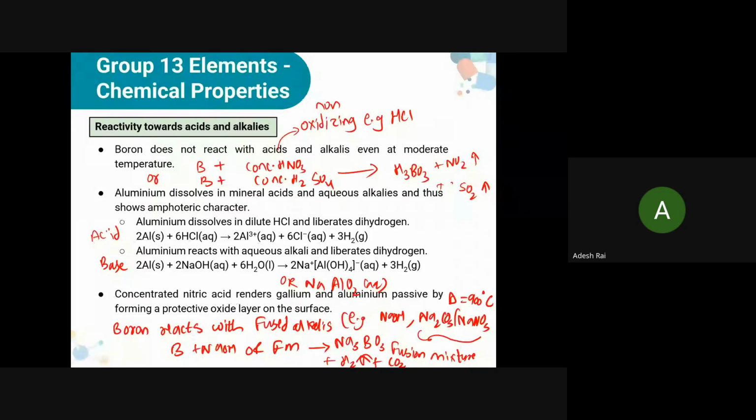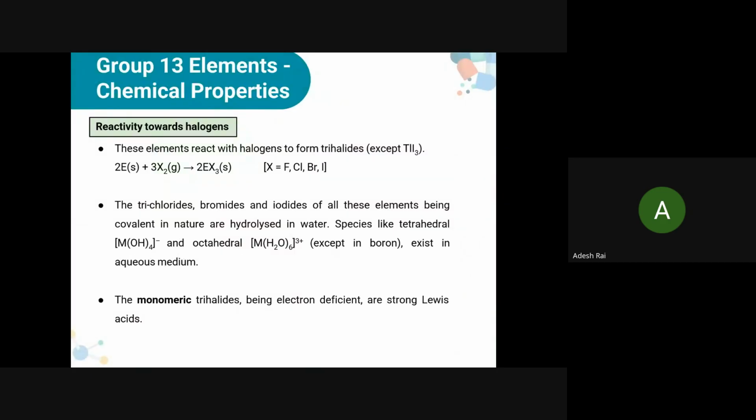Okay, moving on. Reactivity towards halogen. So if you go by halogen, then what will happen? Yes, it reacts with halogen, and the reaction is already given to you. What does it form? It forms trihalide, along with the exception that we have already discussed. What was the exception? The exception was TlI3.